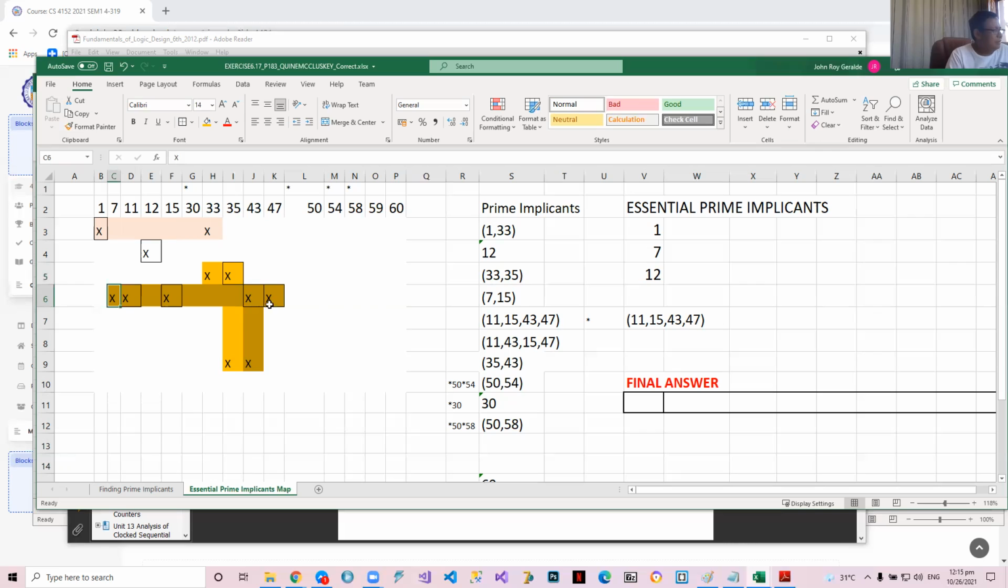Okay. Then these have been eliminated. So this is eliminated by this, and this is eliminated by this. So this is 35. 35 is considered an essential prime implicant. Why is there 35, 43? Where did we get 35 and 43? We still have 35 and 43, which we did not mark.